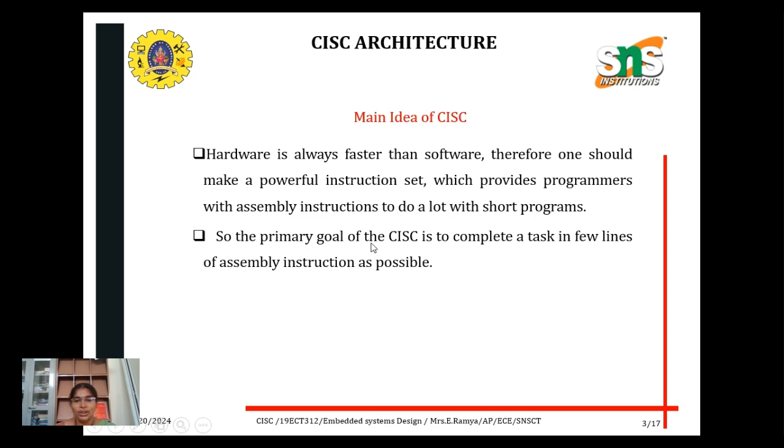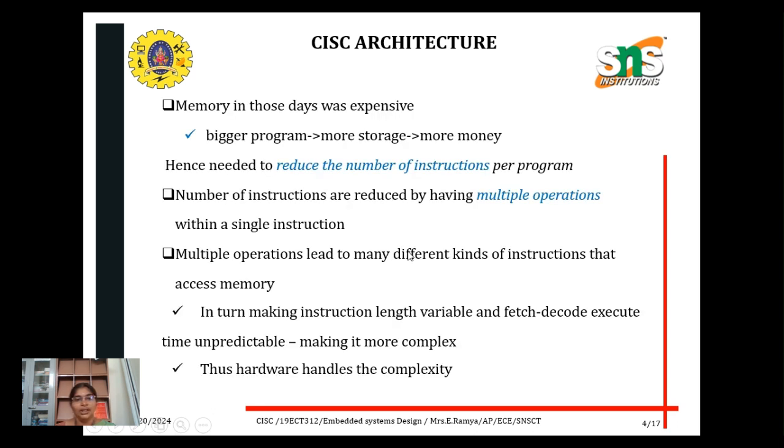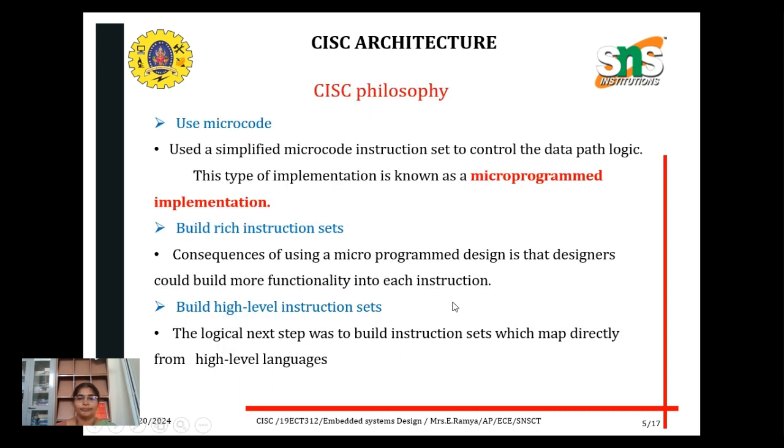So, the primary goal of CISC is to complete a task in as few lines of assembly instruction as possible. Memory in those days was expensive: bigger program, more storage, more money. The number of instructions is reduced by having multiple operations in a single instruction. Multiple operations lead to many different kinds of instruction that access memory, in turn making instruction length variable and the fetch, decode, execute time unpredictable, making it more complex.